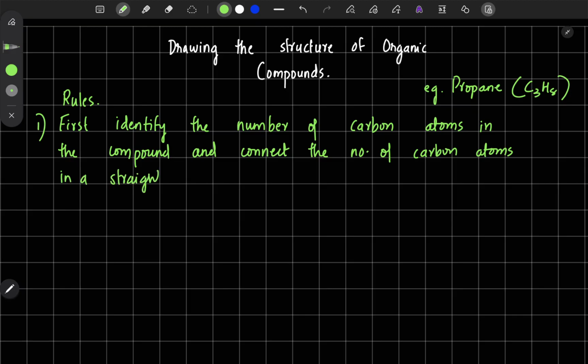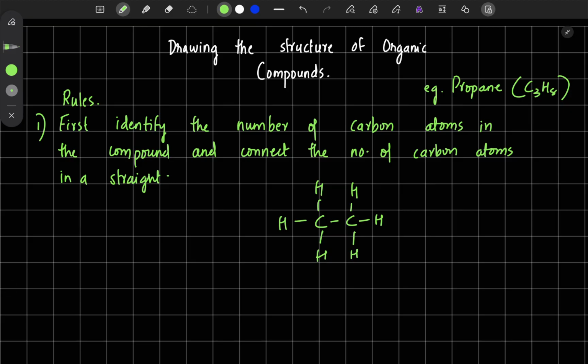So I am talking about structures like this. These types of structures I am talking about. This is also called dash line structure. It has got different names, but one of the names is dash line structure or displayed formula, anything you can say. So these types of structures we need.